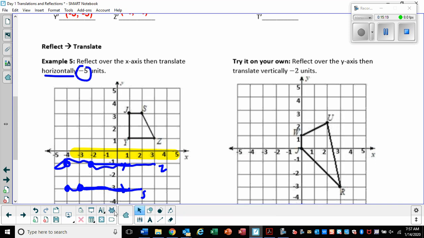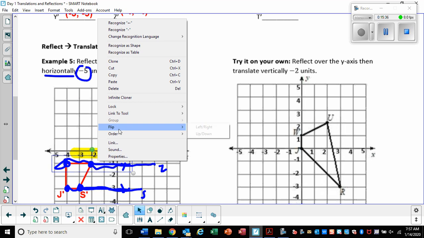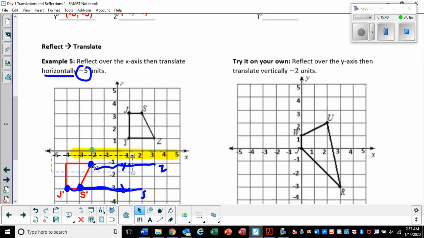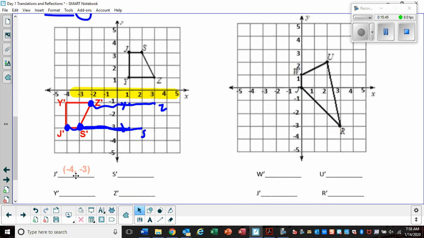So now I've got my S prime, my J prime, my Y prime, if I can find it. Ooh. Y prime. Where's Y? Ugh. All this stuff is... I don't know why it's doing this. Anyway, Z prime and Y prime. And then I just write it down.